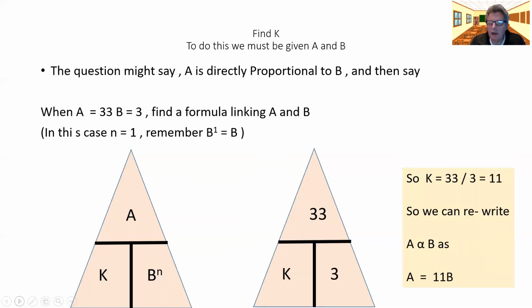Right, so what we do here is, because it's directly proportional to B, we don't need to do anything to the 3. We can just put the 3 down there on the bottom right-hand corner. 33 goes at the top, so K is 11. So what we can say our formula is A is 11B.